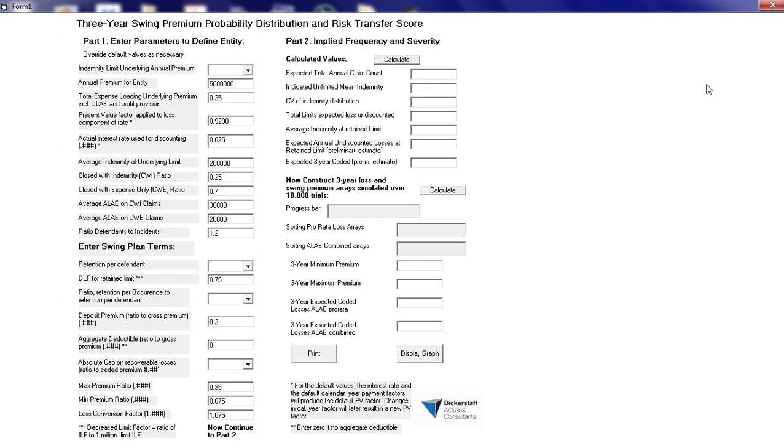I am a consulting actuary in the Dallas-Fort Worth area. What I'm going to do in this video is to give you a demo of a model that we have constructed that will address what I believe to be one of the critical issues for an entity contemplating the setting up of a captive insurance company.